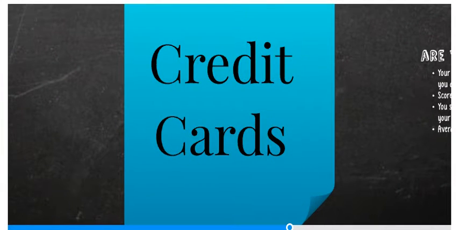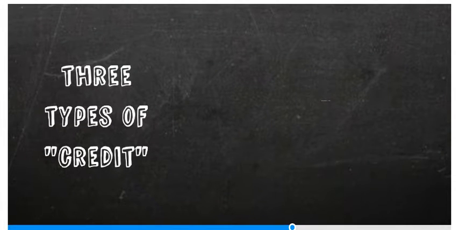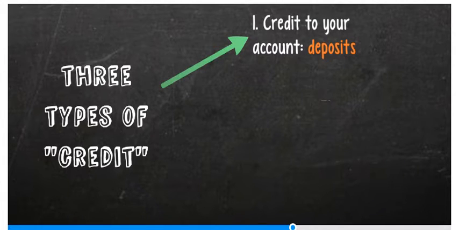All right, so now that we talked about checks and where they come from, we're going to transition over into credit cards. All right, credit cards and debit cards are not the same thing. However, they look similar because they're both little pieces of plastic. So when we get into the word credit, there are three different ways to use the word credit. Okay, the first way is a credit to your account, so deposits.